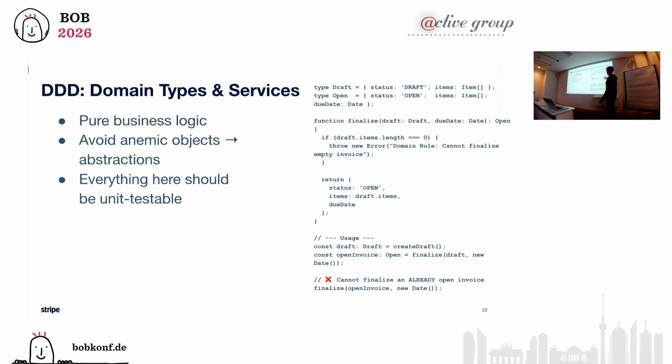So basically we have this operation called finalize that goes from draft to open. And once you're open, the domain will enforce that you can't finalize an open invoice again. So you want your domain to encapsulate the business rules. And what we found initially was that when we weren't very strict about this, we just had bags of data, and then very quickly business logic leaks out of that again, because you can just inspect it and do whatever you want with it. And as I said earlier, everything here should be unit testable.